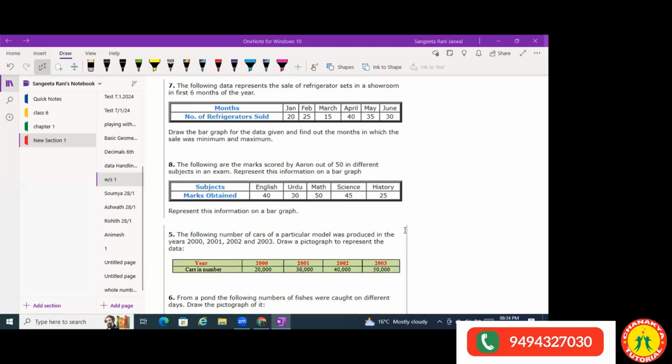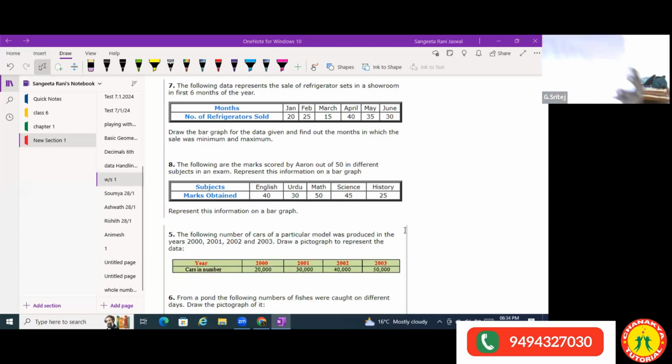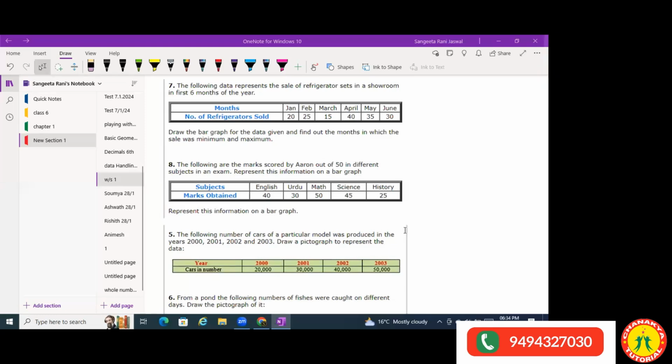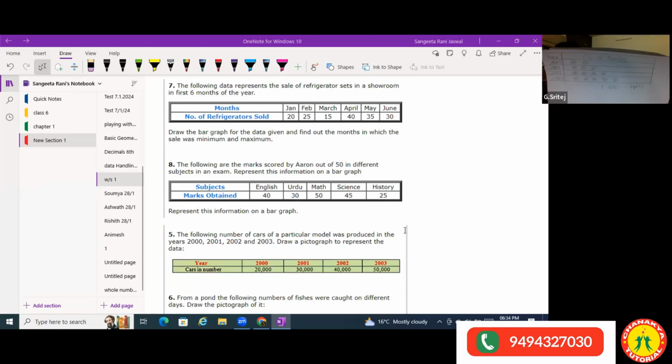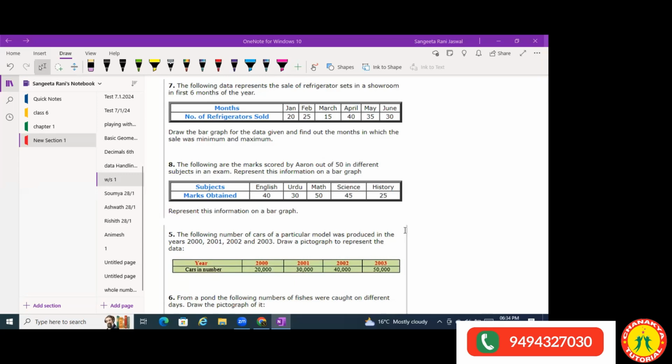Ma'am, can we make it 5,000? Why 5,000? Say 10,000, no? Ma'am, I'm done with the pictograph. Can you see my screen? Yes, how much is one figure? Ma'am, 10,000. Yes, that's nice. Taking 10,000 is okay. If you take 5,000, you will have to make so many pictures.